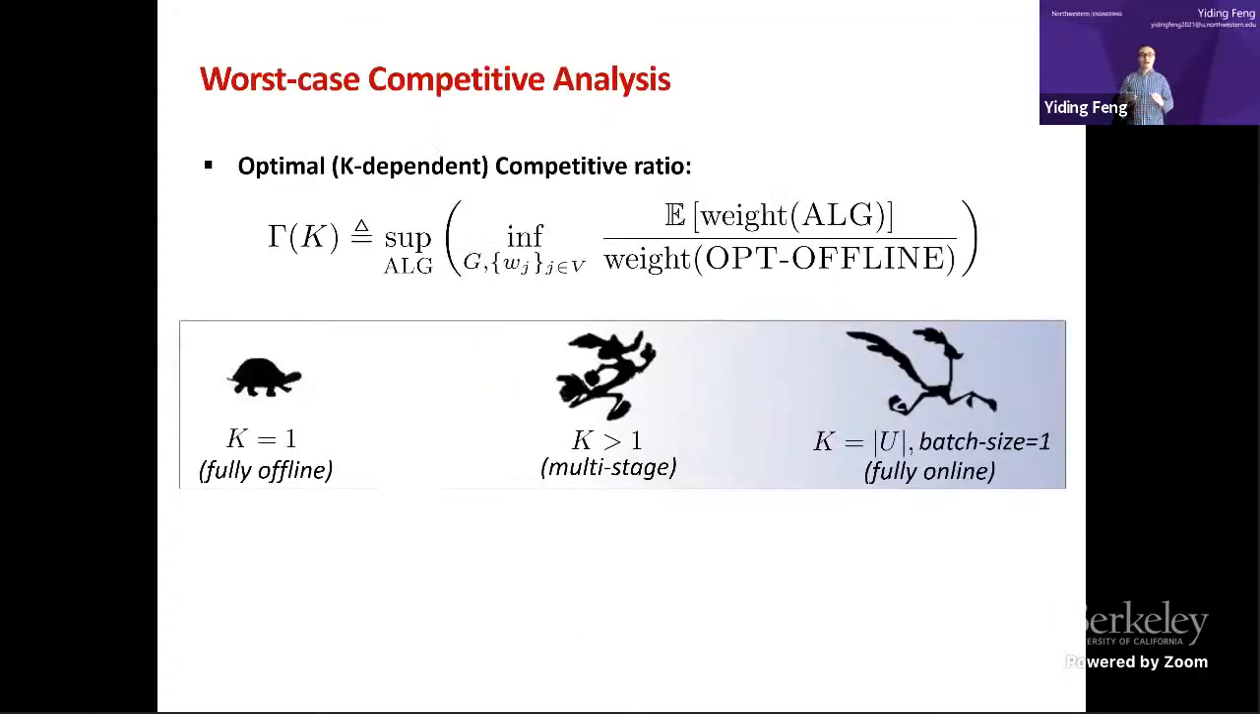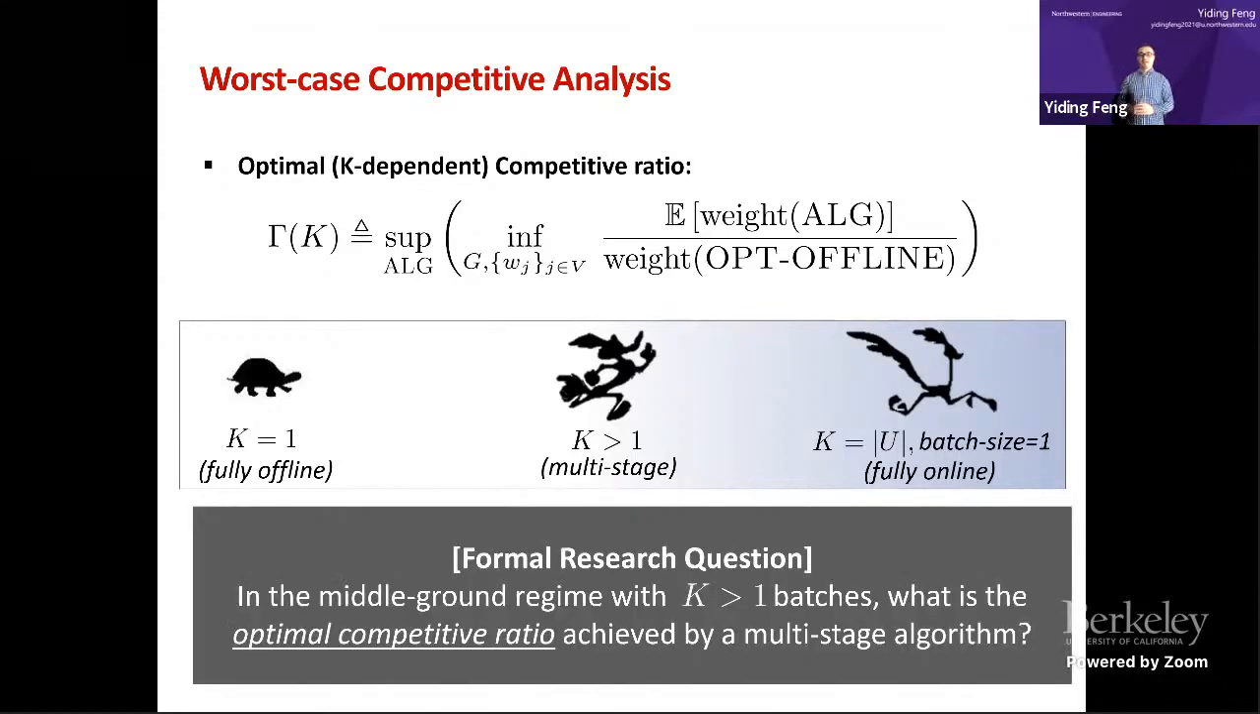And in this paper, we try to identify the optimal competitive ratio if we fix the number of stages, capital K. Let me remind you that if capital K equals 1, we only have a single batch. So this corresponds to the fully offline problem, and therefore we know gamma_1 equals 1. And at another extreme, where every batch contains a single demand vertex, this corresponds to the fully online problem. And in this paper, our formal research question is: in the middle ground region, where we have capital K batches, can we identify the optimal competitive ratio?